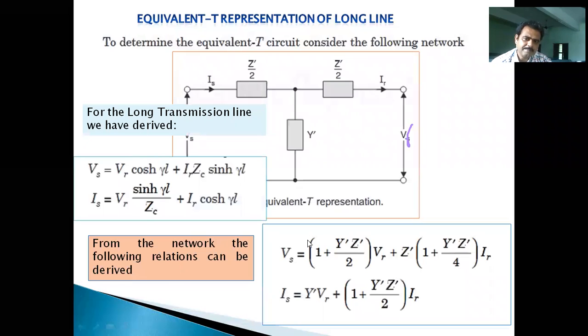Okay, so now again, these are the equations for a long transmission line using the rigorous method. These are the equations obtained just by applying Kirchhoff's laws to the circuit, and we have obtained the relation of Vs and Is in terms of Vr and IR. Okay, again comparing these two equations.